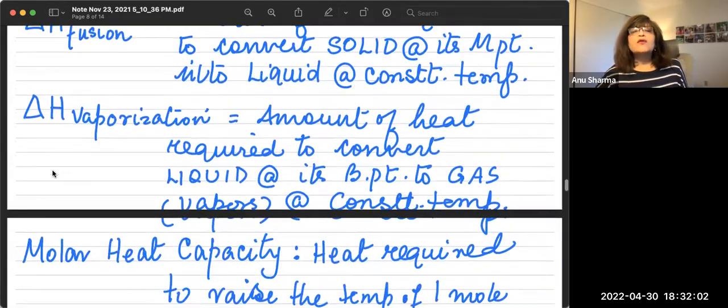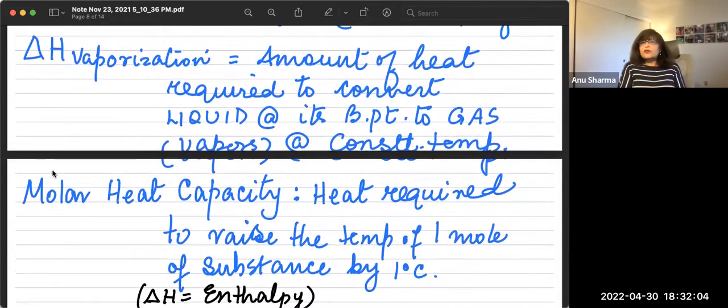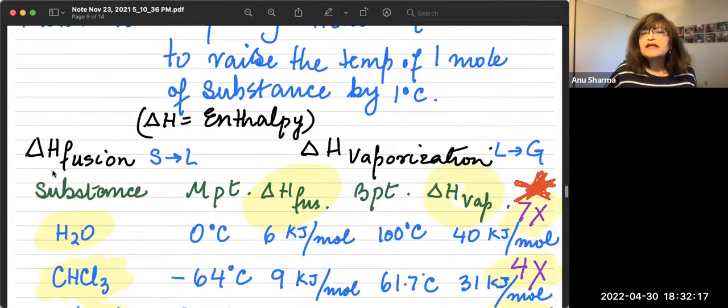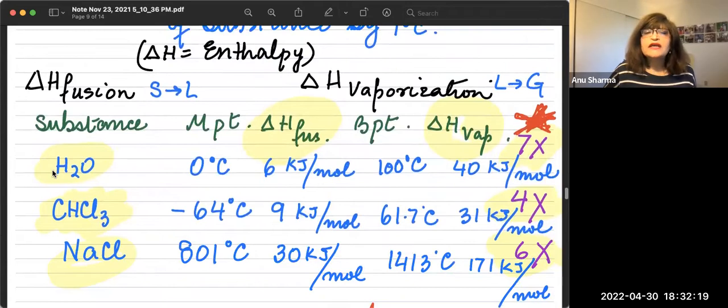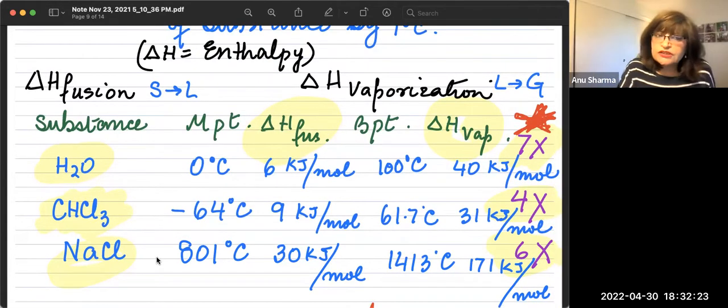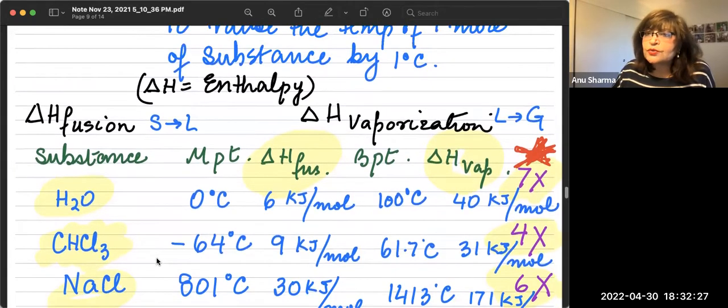Now, heat of vaporization is the amount of heat required to convert liquid at its boiling point to the gaseous state, or the vapors, at constant temperature. And what is molar heat capacity? It is the heat required to raise the temperature of 1 mole of substance by 1 degree Celsius. So here we are looking at the moles. Now, here are some examples. Heat of fusion is converting from solid to liquid. Heat of vaporization is converting liquid to gas.